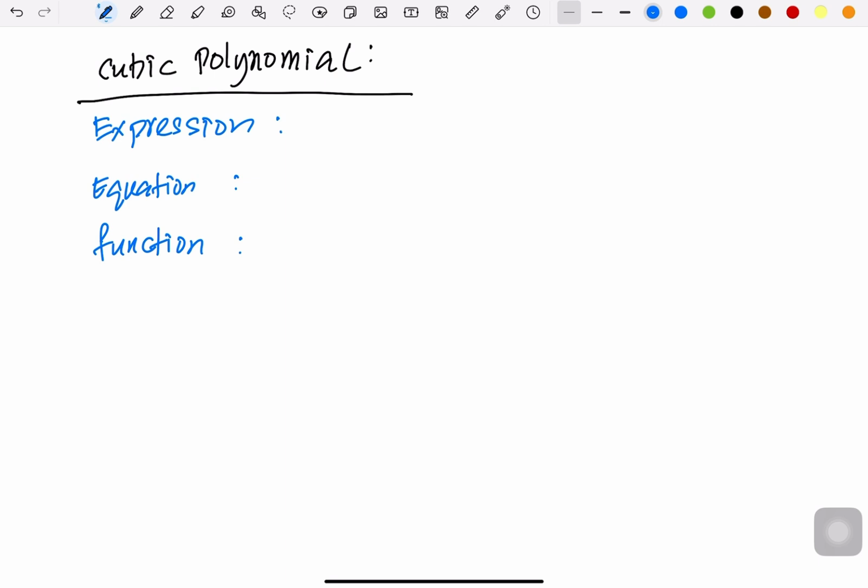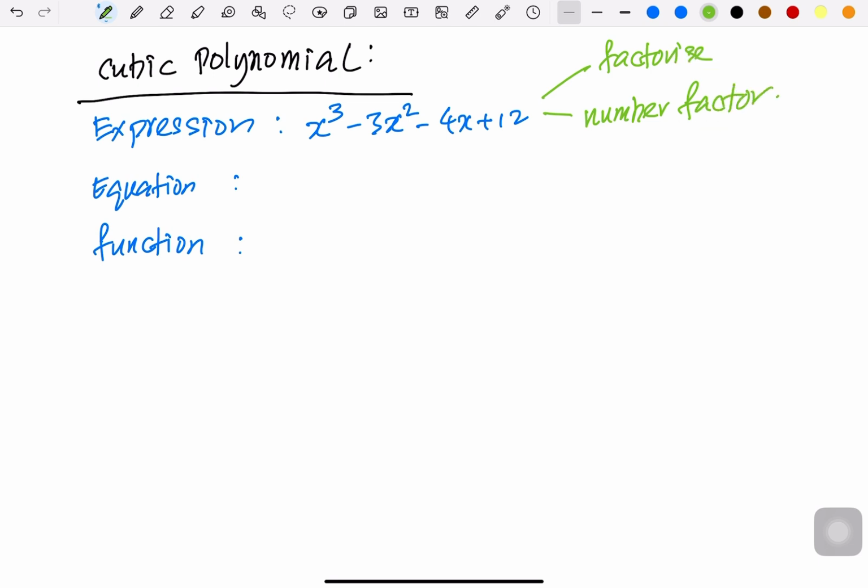Okay, functions. So for an expression form, it will look like this. This is a cubic expression. Why? Because the highest power is x cubed. So for a cubic expression, most likely the question will ask you to factorize, or to find the number of factors, and so on. So you need to factorize the expression.